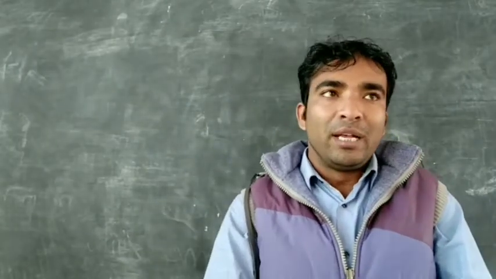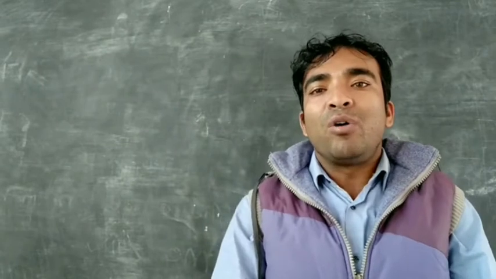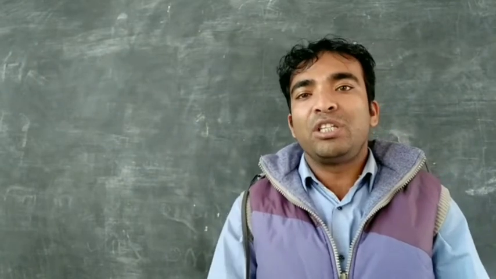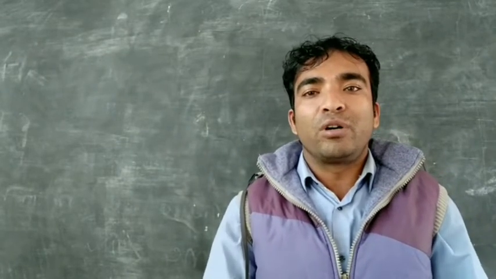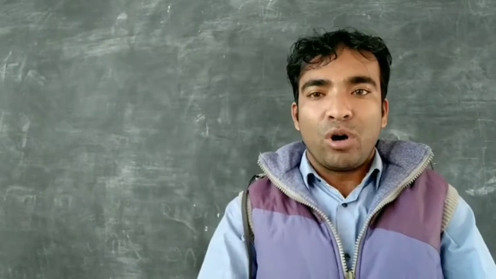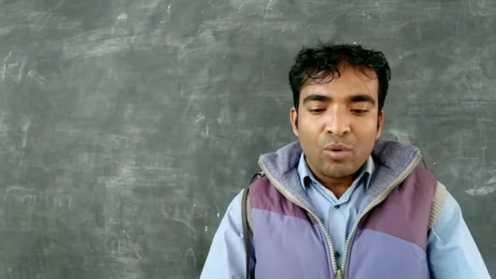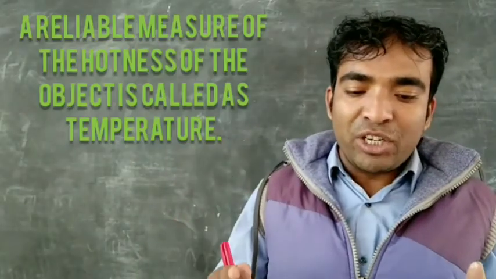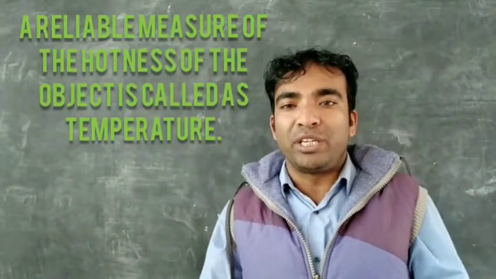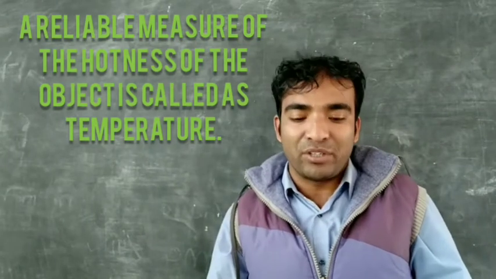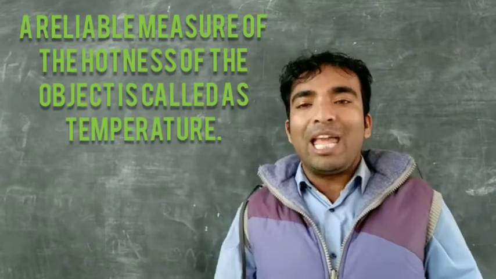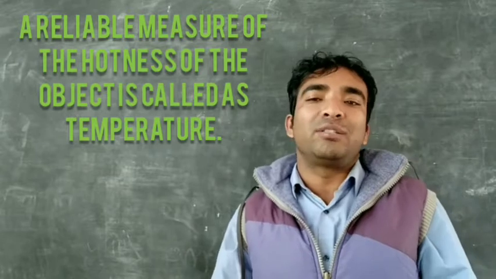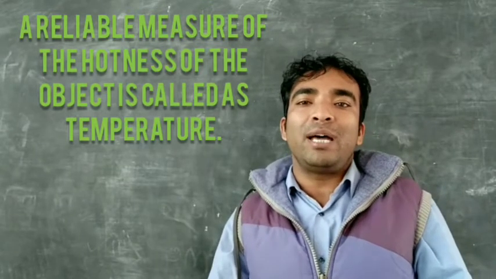What is heat? Generally we can say that it is the hotness of the object. By touching the object, if we feel the hotness, we can say that it is hot. Now, what is the temperature? The reliable measure of the hotness of the object is called the temperature.